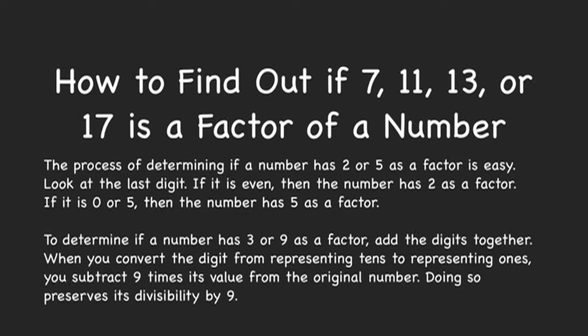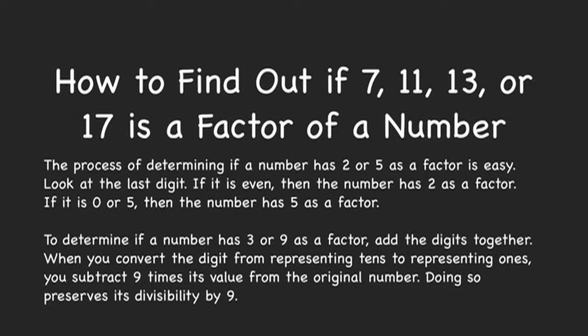How to find out if 7, 11, 13, or 17 is a factor of a positive whole number. The process of determining if a number has 2 or 5 as a factor is easy. Look at the last digit. If it is even, then the number has 2 as a factor. If it is 0 or 5, then the number has 5 as a factor.